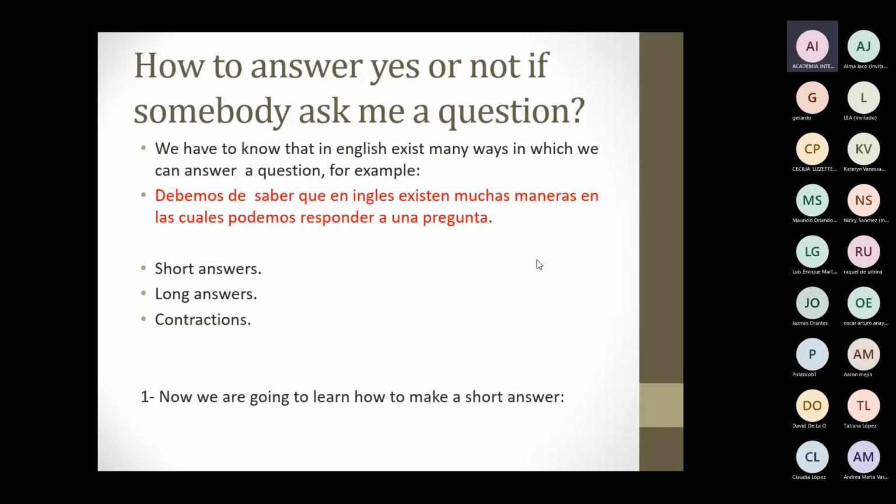Okay. How to answer yes or no? If somebody asks me a question, how to answer yes or no? We have to know that in English there exist many ways in which we can answer a question. For example, there are short answers, long answers, and at the same time, there are contractions, okay? Now, number one, we are going to learn how to make a short answer.